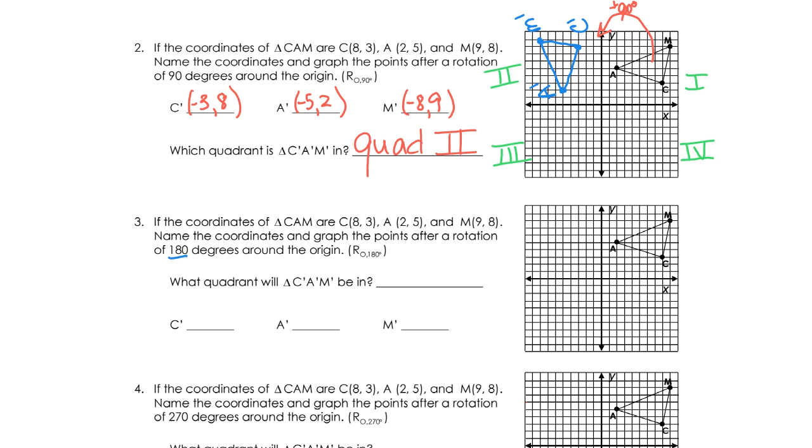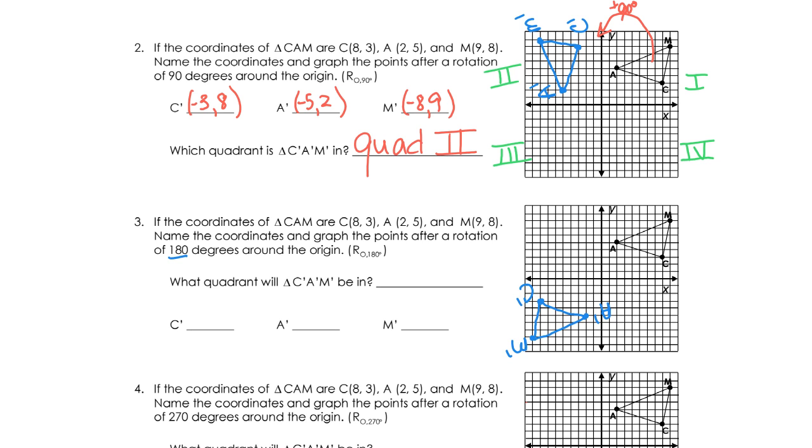We're going to go ahead and graph +8, +3. Put a dot, call it C prime. Go ahead and graph +2, +5, put a dot, call it A prime. And then find +9, +8, put a dot, call it M prime. Go ahead and connect your points.